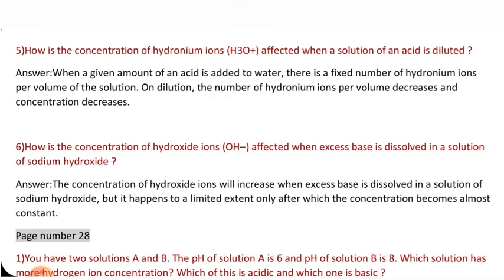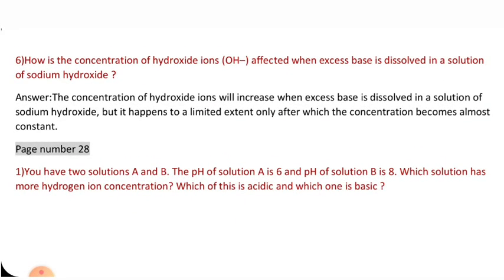Sixth one. How is the concentration of hydroxide ions affected when excess base is dissolved in a solution of sodium hydroxide? Answer. The concentration of hydroxide ions will increase when excess base is dissolved in a solution of sodium hydroxide, but it happens to a limited extent only, after which the concentration becomes almost constant.